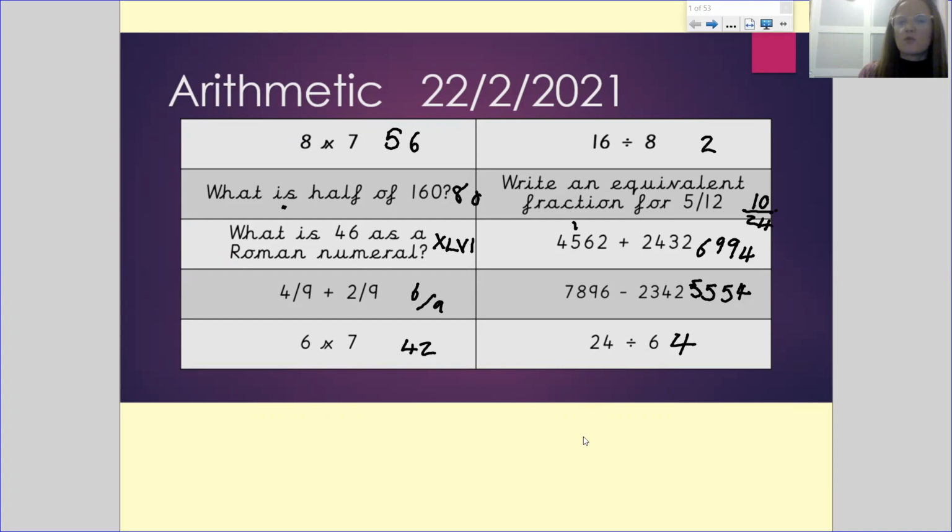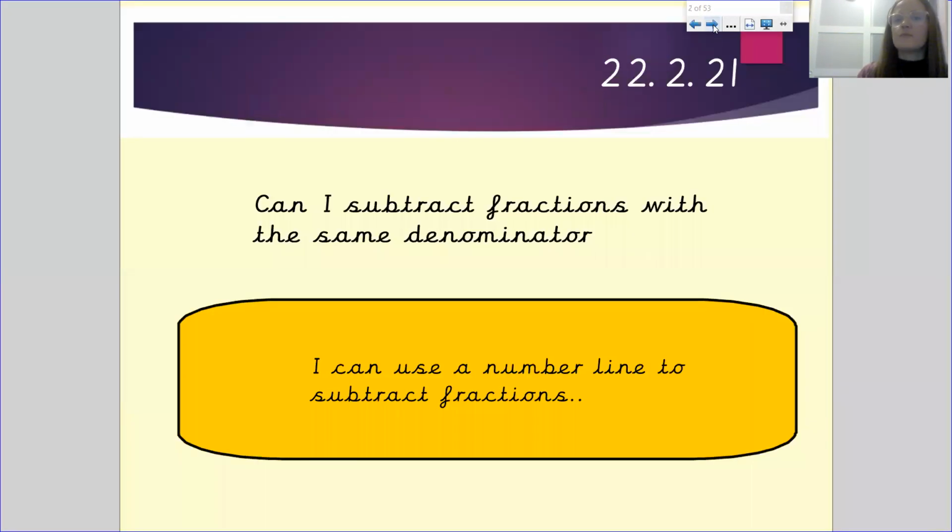So we're going to move on now to our lesson for today. And our lesson is, can I subtract fractions with the same denominator? So can I use a number line to do this? Remember what we said about the denominator not changing, that just the numerator changes. So let's have a look.